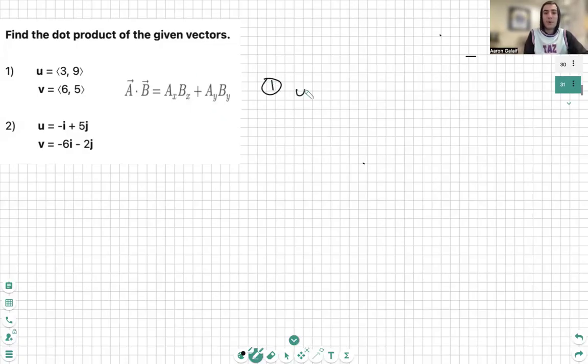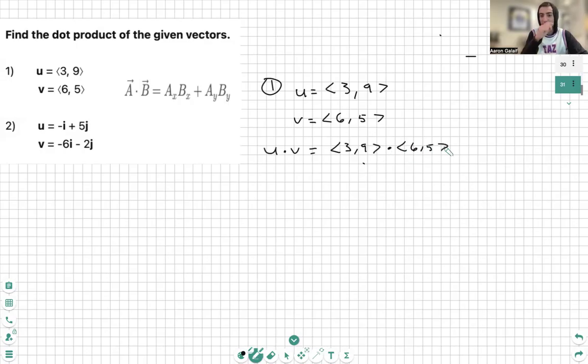Number one, the first thing I'm going to do is write my vector u, which is 3 in the x value, 9 in the y value, which means it goes right 3, up 9. That's our vector. We'll have a vector v. We're going to have 6 and 5, respectively. So when we are looking for the u dot v in this situation, what we have is the vector 3, 9 dot product, the vector 6, 5.